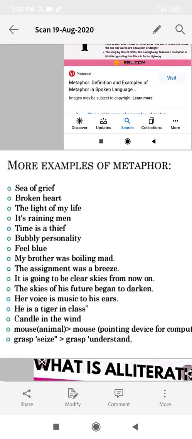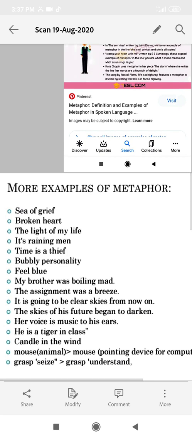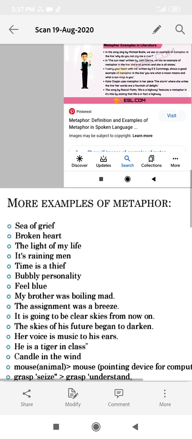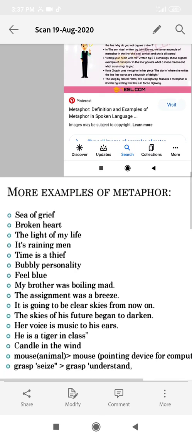So now we can understand the metaphor figure of speech. I hope you all understand it clearly and you understand both figures of speech, simile and metaphor.